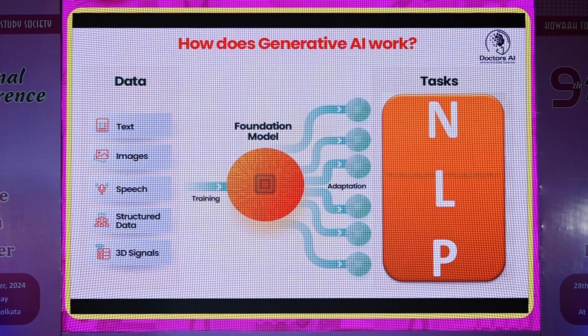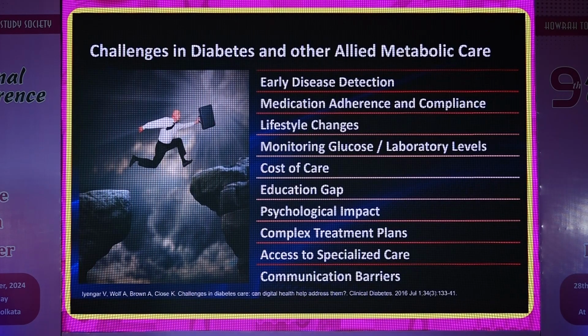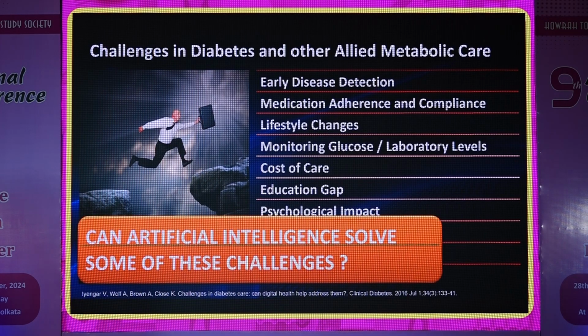of applications. So now I have a question to all of you here. Do we all identify that these are the most common challenges that we face in diabetes and metabolic care? We often learn these things from our clinics and in our conferences, but there's always a limitation between what we learn and what we practice. So there's always a gap. And can these gaps, my question to all of you is, can these gaps be actually filled up by artificial intelligence? So let's see if we can address some of these challenges like early disease detection, medication adherence, lifestyle challenges, monitoring glucose, and cost of care and education gap can be addressed with artificial intelligence.